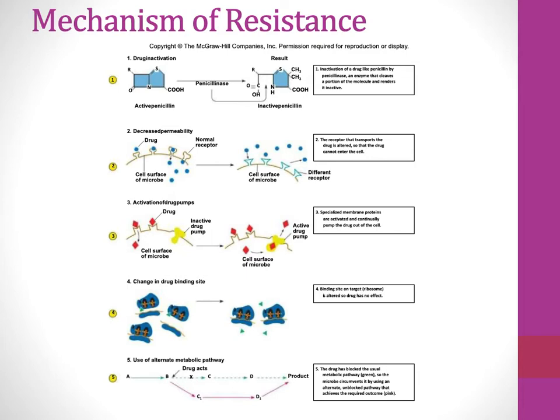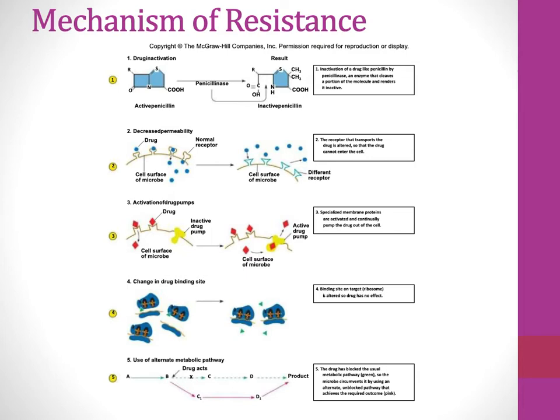So the first mechanism is that the microbe has an enzyme that is able to deactivate the antibiotic. So you can see how we have penicillin present here, but a bacteria could produce penicillinase. ASE meaning enzyme, penicillin is its target. And what it does is it breaks down the penicillin so it can't have an effect in the cell.